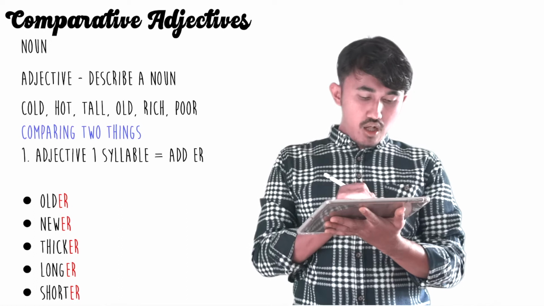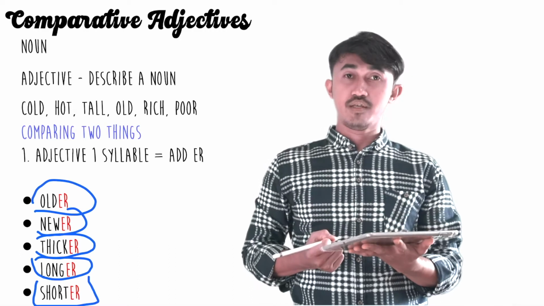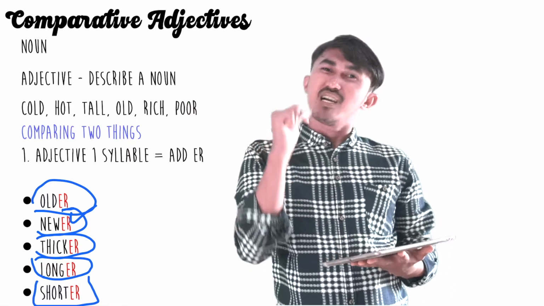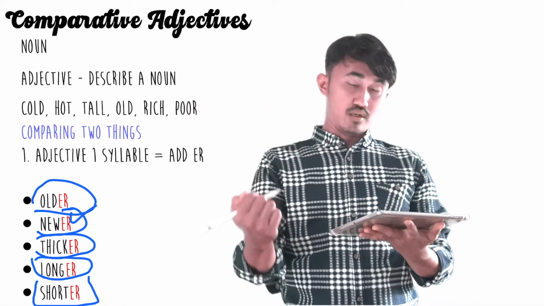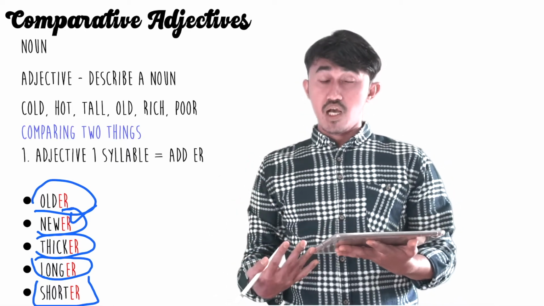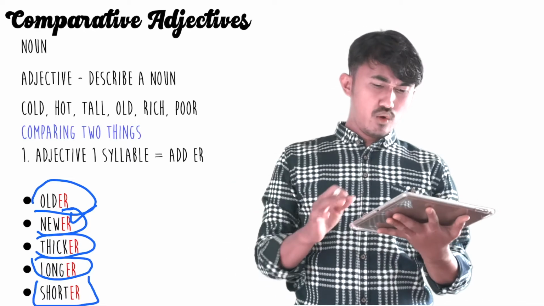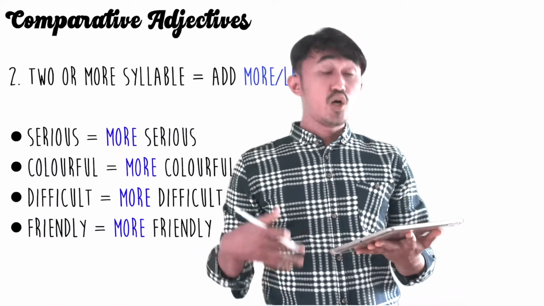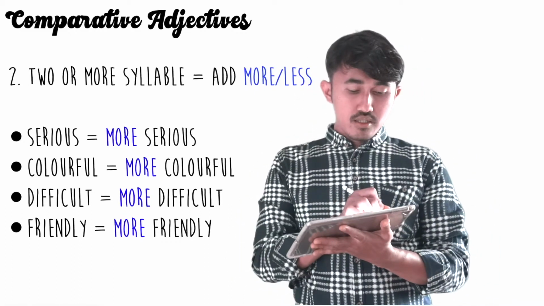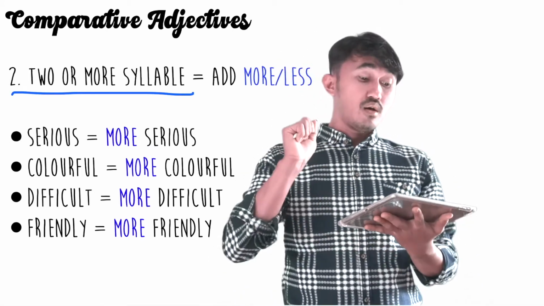I get old. When I say old, it's one syllable, so I'm going to put er here. Newer, new, er, newer. Thick, thicker. Long, longer. Short and shorter. So these are one syllable adjectives. When you find this, you have to put er. Another case is when we use more. The rule is if you meet two or more syllables. So the key is two or more syllables. You have to put more or less.